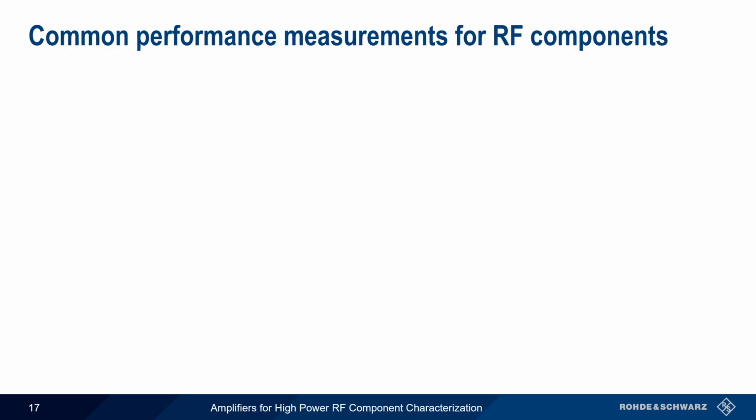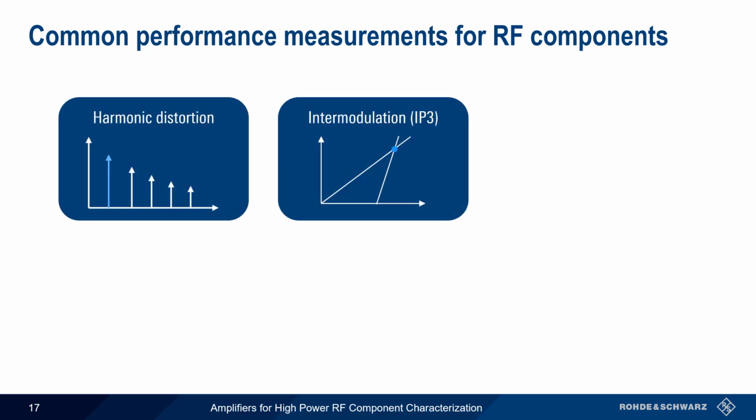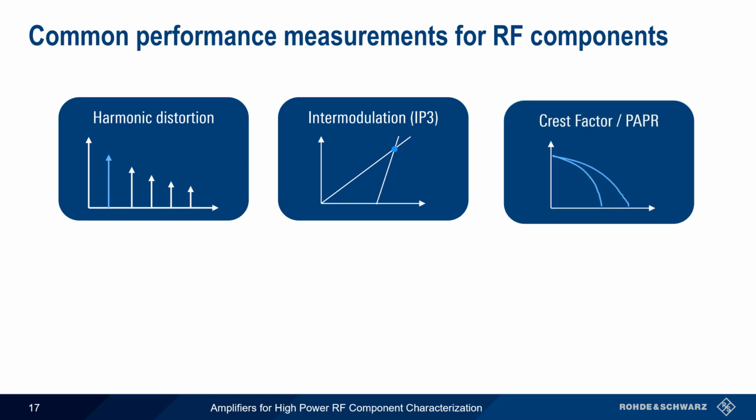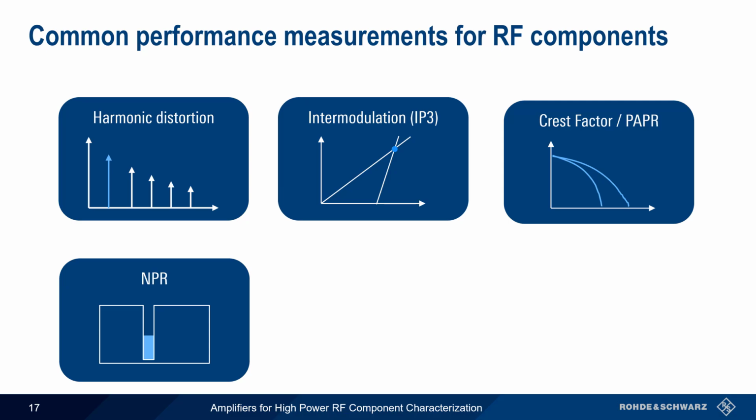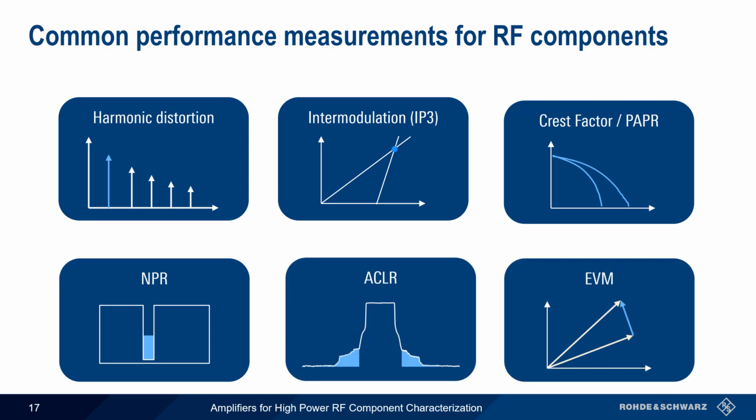Although there are many performance measurements or metrics for RF components, in this presentation we'll look at the 6 most common ones. These are harmonic distortion, third-order intercept point, crest factor or peak-to-average power ratio, noise power ratio, adjacent channel leakage ratio, and error vector magnitude.